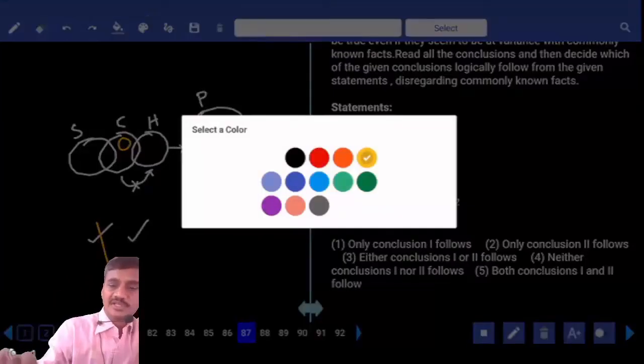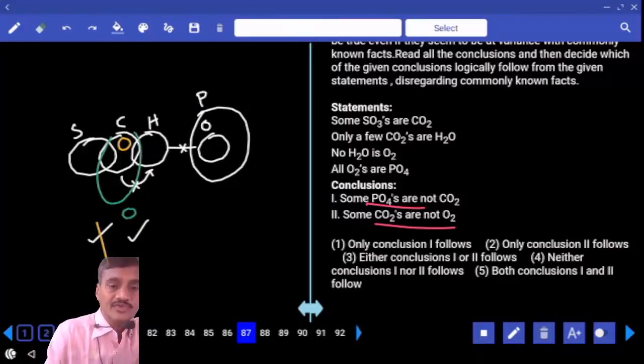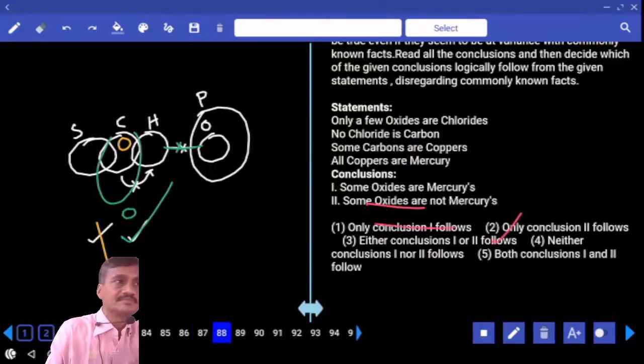And coming to the second one, some CO2s are not O2s, and now what should we do? All CO2s are O2s. This entire CO2 must be part of O2. That means my O2 should be right like it. Can I write O2 like this? No. If I write O2 like this, no H2O is O2 will become false. Statement invalid, alternate diagram cannot be done, this will be true forever. Hence what is your answer? Only 2 follows, that is choice 2, question number 87.